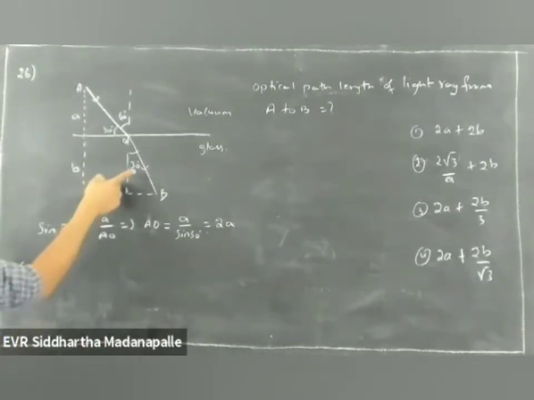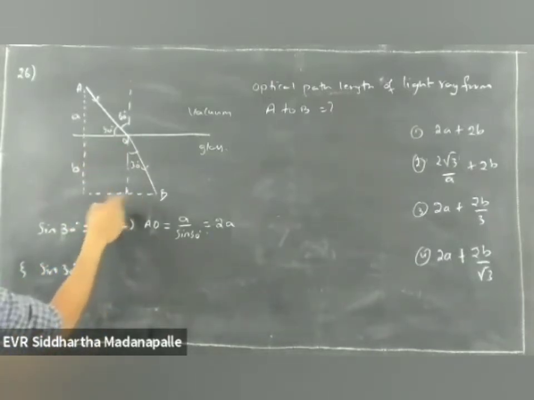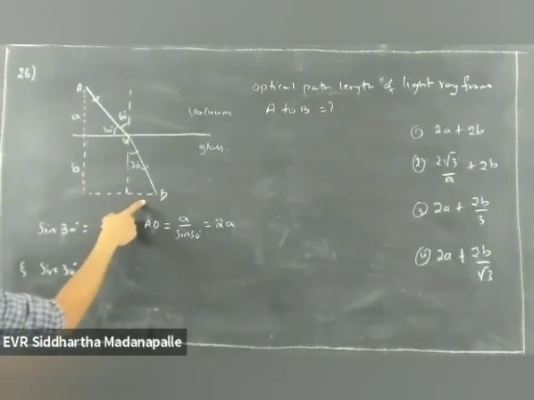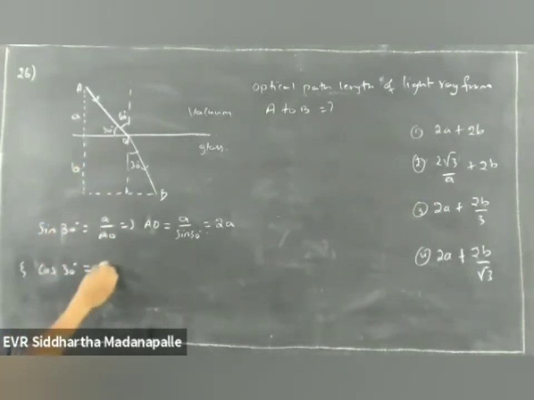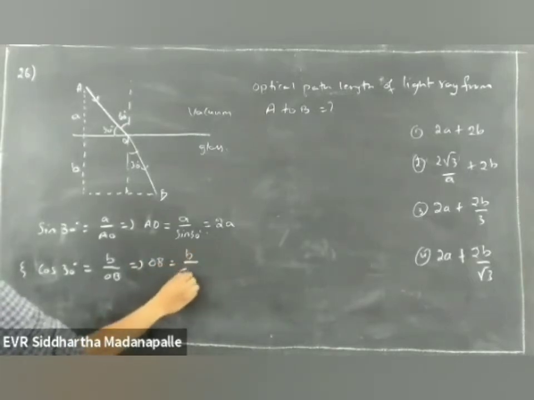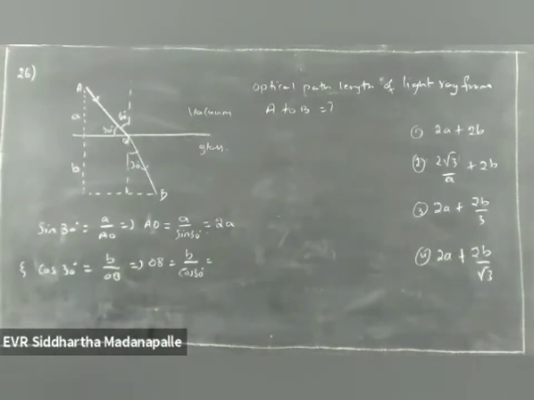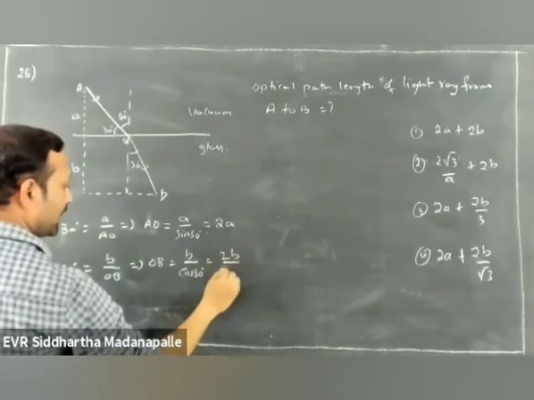Now I want to calculate what is OB. Sine 30 degree is equal to opposite side by hypotenuse, but the opposite side we don't know, so let us take cos 30 here. Cos 30 is equal to adjacent side B by hypotenuse OB. So OB is equal to B by cos 30. Cos 30 is equal to root 3 by 2, therefore OB is 2B by root 3.